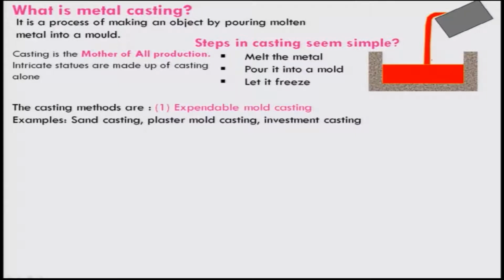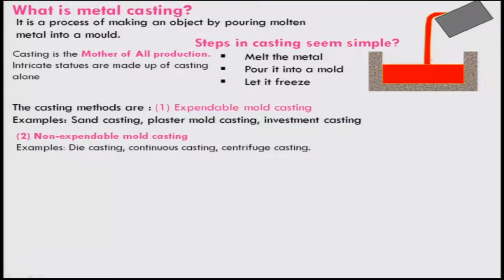The casting methods are broadly divided into two categories. One is expendable mold casting, the other is non-expendable mold casting. Some examples of expendable mold casting are sand casting, plaster mold casting, investment casting, and others. In plaster mold casting, plaster of Paris is used, but sand casting is quite old, and it was used in ancient times. We will be discussing more the investment casting, which was used in ancient India profusely for making statues.